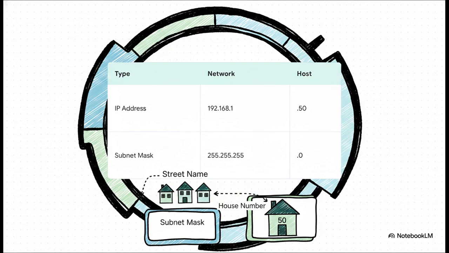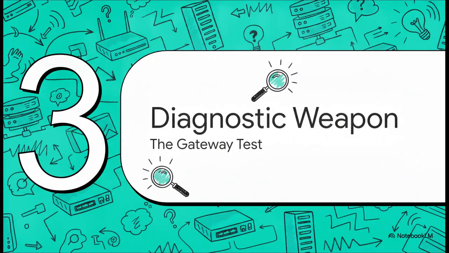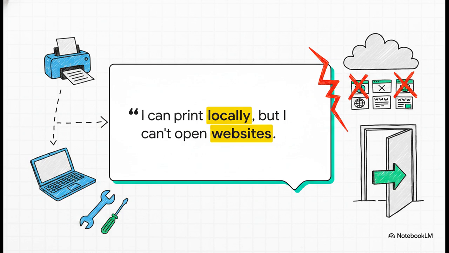Section 3. The Ultimate Diagnostic Weapon. Okay, so we've covered the fundamental theory of how traffic moves and how these boundaries are drawn, but now let's step into the field. Imagine a user tells you, "I can print to the local office printer, but I can't open any websites." Every single field tech, IT support specialist, and telecom installer encounters this classic customer complaint.